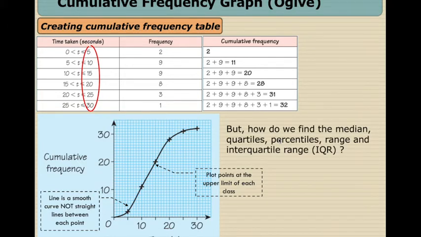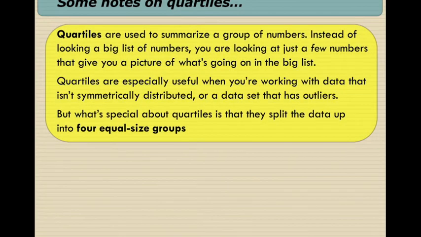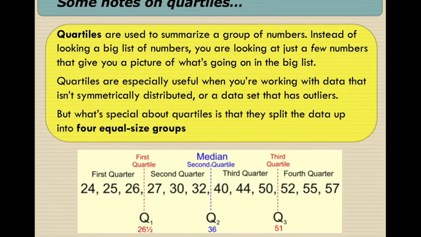As mentioned earlier as well, an ogive is used so that we can extract information easier, information such as median, quartiles, percentile, range, and IQR. And this is what we are going to do next. Okay, let's start off with some notes.